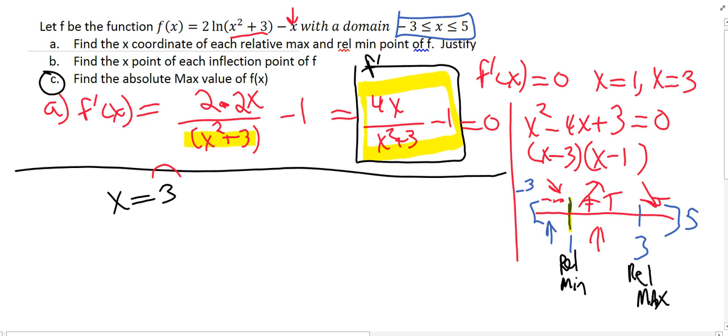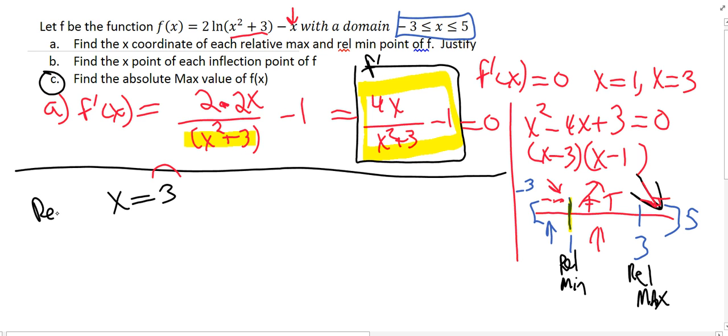And to be honest, if you include this in your analysis, you probably don't even need to check the right endpoint of 5, because this graph is decreasing right here. So if it starts off at a max and it continues to decrease till you get to that end, the only really things you need to check are 3 and negative 3. But let's go ahead and check them all.